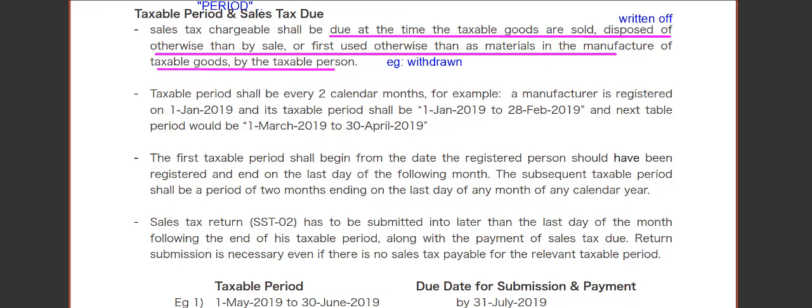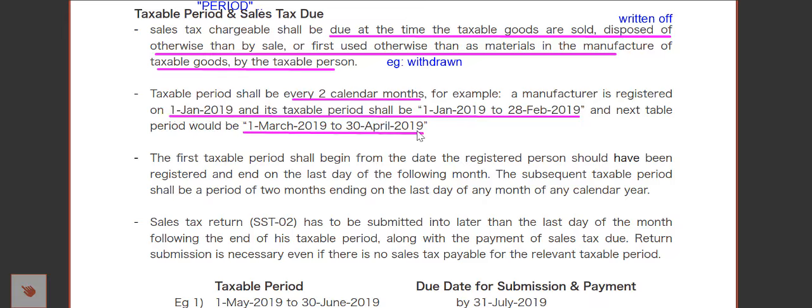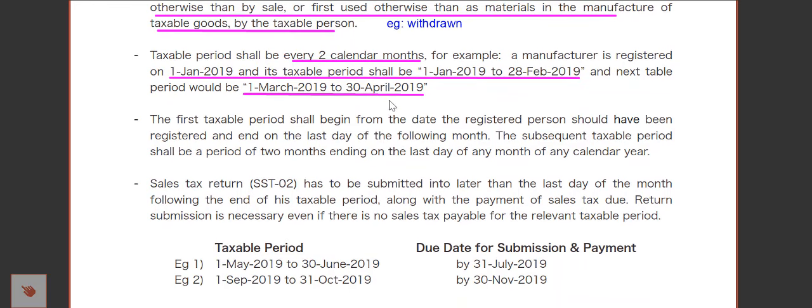Now, the sales tax period is based on 2 calendar months. For example, if you're registered in the month of January, then your taxable period will be 1st of January to 28th of February. And of course, the next period is 1st of March to 30th of April. But it doesn't mean that you must be registered in the month of January. So let's say if you're registered in the month of February, then your period will be 1st of February to 31st March. And then the next period will be 1st of April to 31st May.